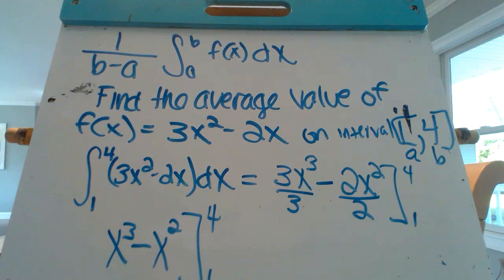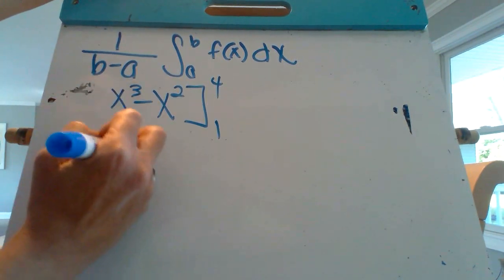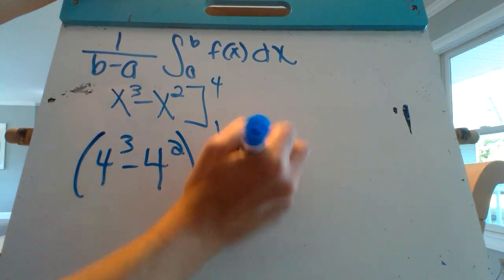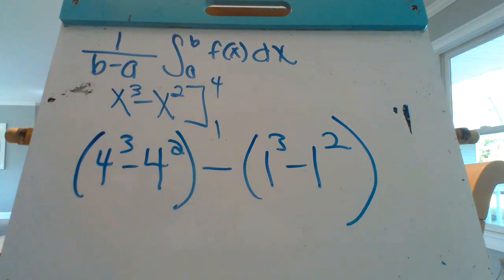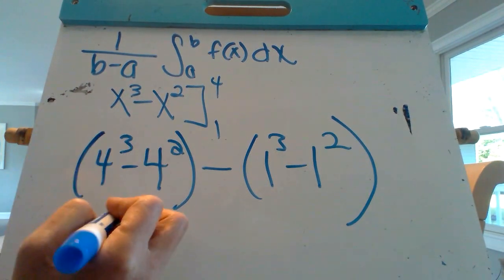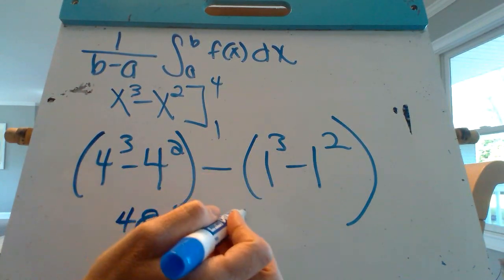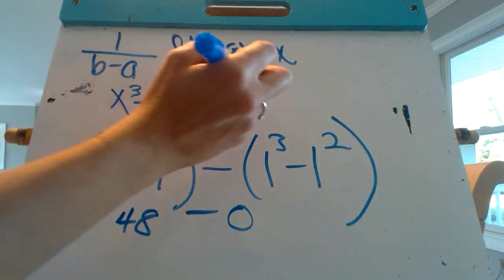All right, so now I plug in the top number, and then I subtract, and I plug in the bottom number. So plugging in the top number, I have 4 to the third minus 4 squared minus 1 to the third minus 1 squared. All right, so now when I evaluate 4 to the third minus 4 squared, I have 48 minus, this is 0. So my definite integral from 1 to 4 is 48.